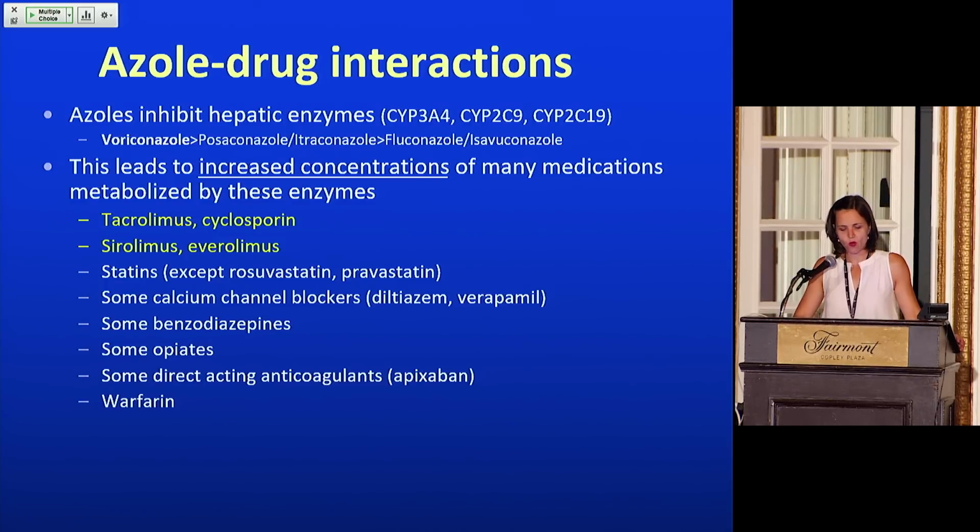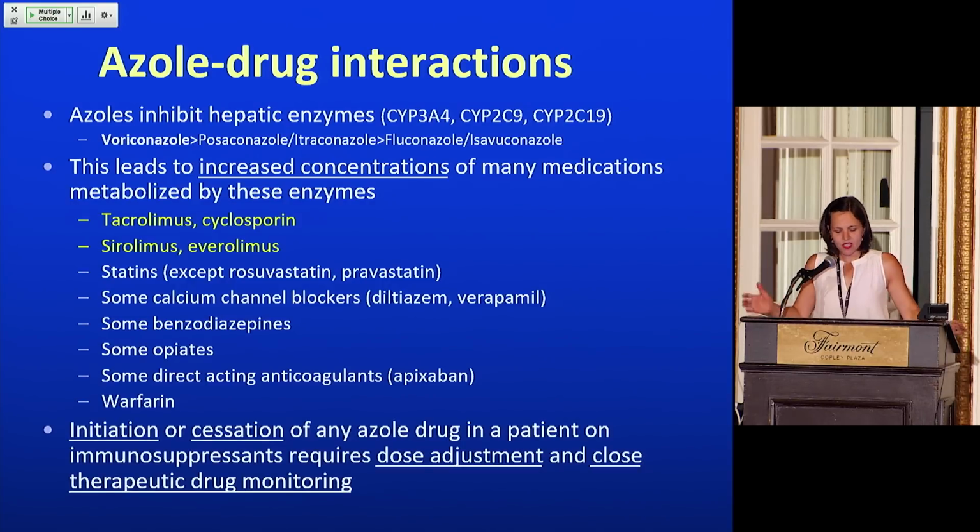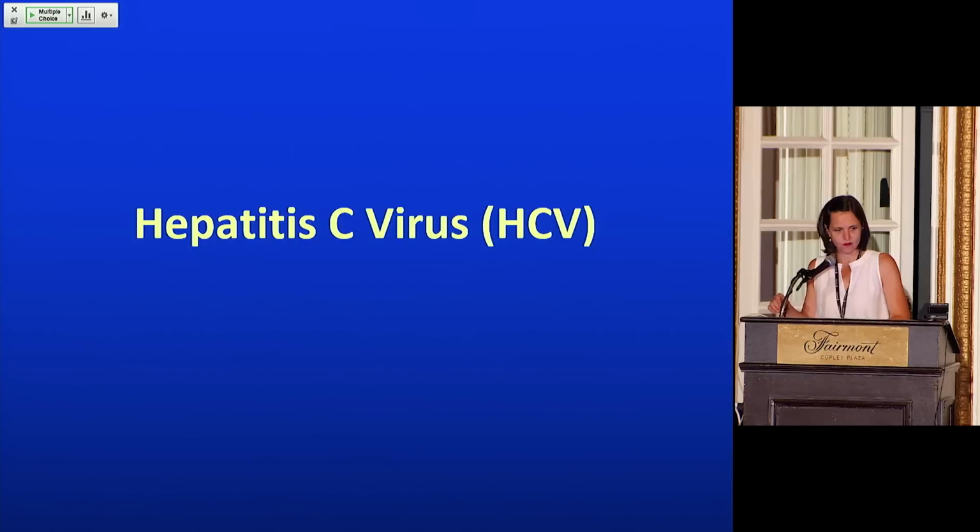And so with warfarin, you also have to adjust the dose, but at least you can follow levels a bit more easily. So initiation or cessation, you have to remember when the person stops the azole, requires dose adjustment and close therapeutic drug monitoring. So I think that where people run into trouble is if they give like a 5-day course of fluconazole for thrush and then they forget to readjust the medications at the end of those 5 days. And the person can end up with rejection in that scenario.